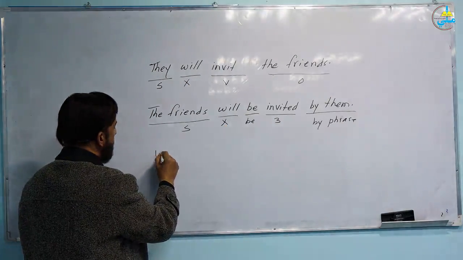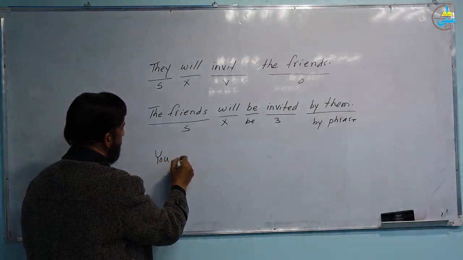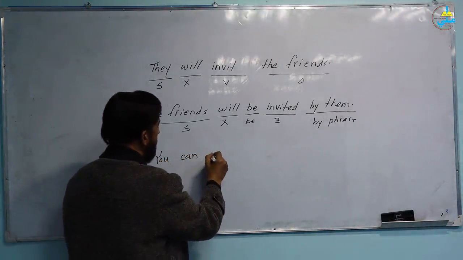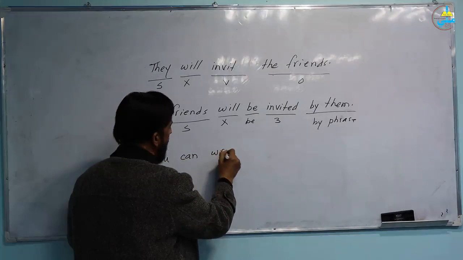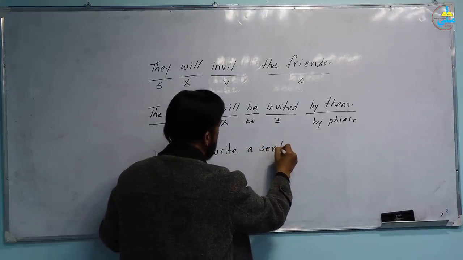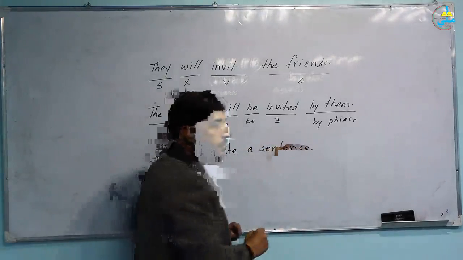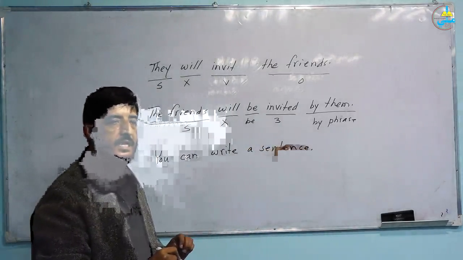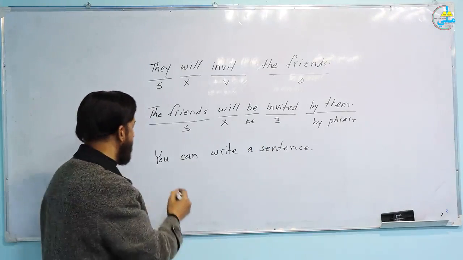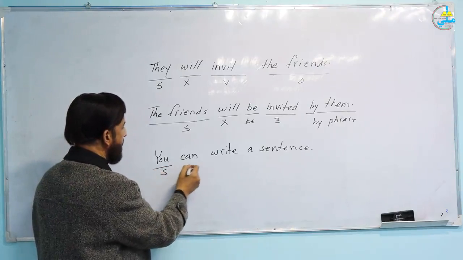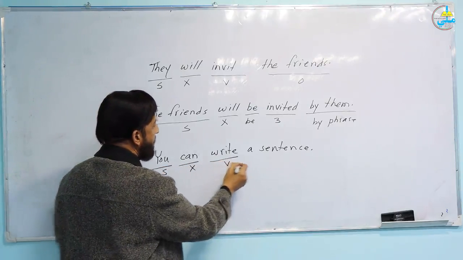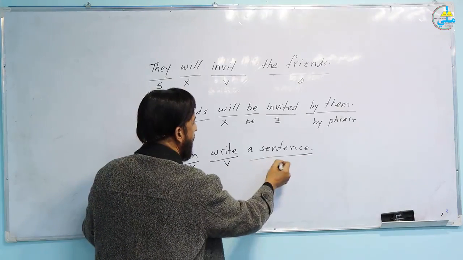For example, you can write a sentence. You can write a sentence. This is an active sentence. You is the subject, can is the helping verb, write is the main verb, a sentence is the object.